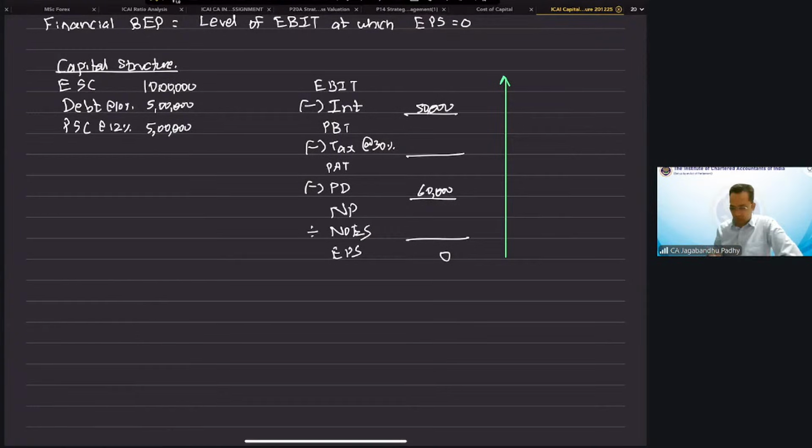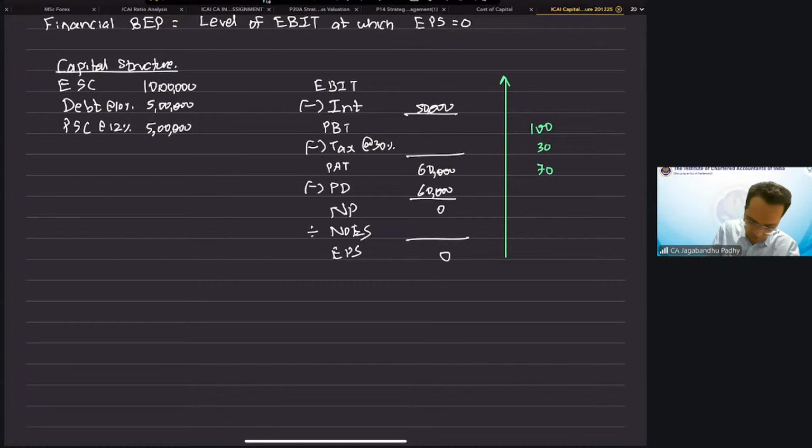Okay. Let me do the calculation. So here, it doesn't matter what the number of equity shares is, your net profit is definitely going to be 0 for that. And since our net profit is 0, the PAT has to be sufficient to cover the preference dividend, right? Of course, if PAT is to be computed as 60,000, we know PBT is 100, so tax is 30, PAT is going to be 70. We can just do the reverse calculation.